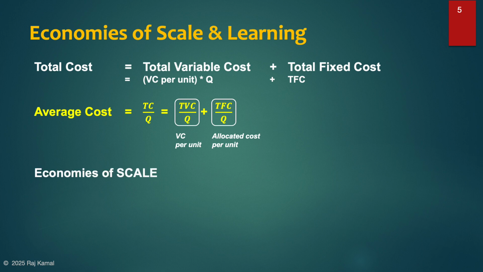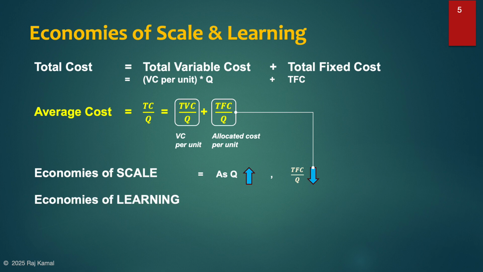Now, let's look at economies of scale, which basically pertains to as you make more and more, what happens? So as you scale up, as you increase the scale, as Q goes up, the TFC divided by Q, which means the allocated cost per unit, goes down because now you are spreading the same fixed cost over a larger number of units. So that's how economies of scale operate, and they give you competitive advantage.